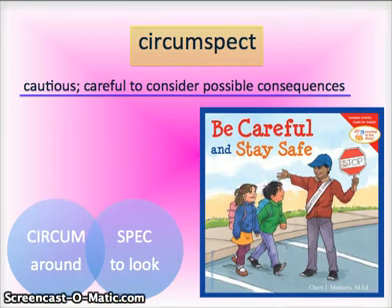Alright, let's go ahead and highlight circumspect and underline cautious, careful to consider possible consequences. It comes from two roots, circa meaning around and spec meaning to look, so look around, kind of look before you leap, right? And I really like the cover of this children's book, Be Careful and Stay Safe, with the two kids crossing at the crosswalk with the crossing guard and the stop sign. So children who are circumspect go to the crosswalk because they're cautious, they're careful to consider that if they randomly walk out in the middle of the street, they might get hurt.